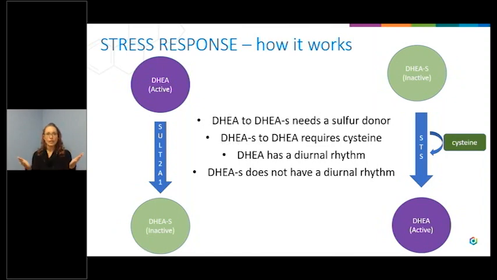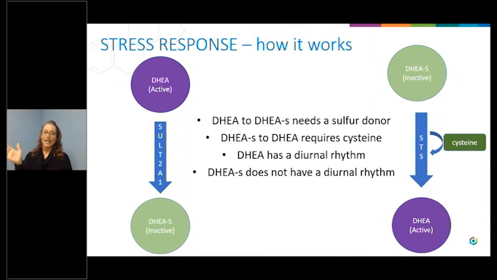So when you're evaluating DHEA and DHEAS, I think it's important to look at where the DHEA levels are, where the DHEAS levels are. Is there a balance? What does that look like? And how does that progression look when you're testing? Are there changes? Are they consistent? Do you need support for sulfur donors? Do you need support for cysteine to help clear out some of that DHEAS?